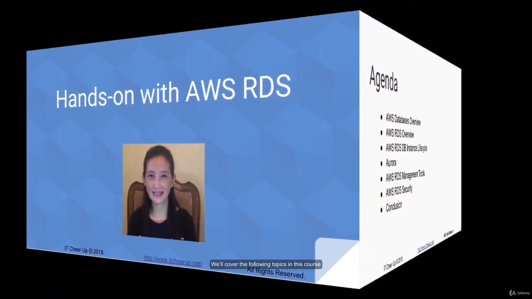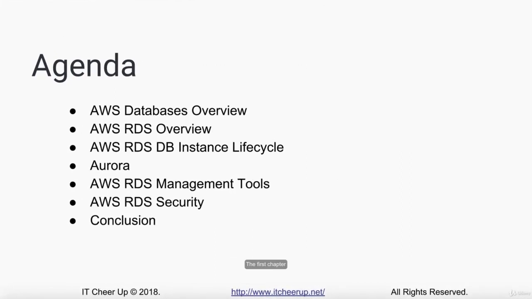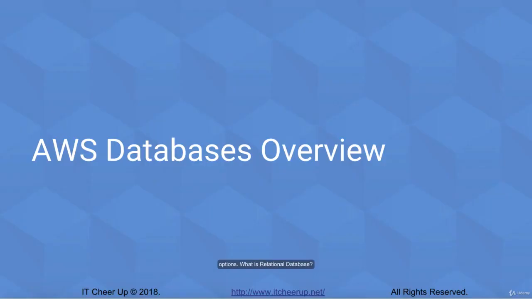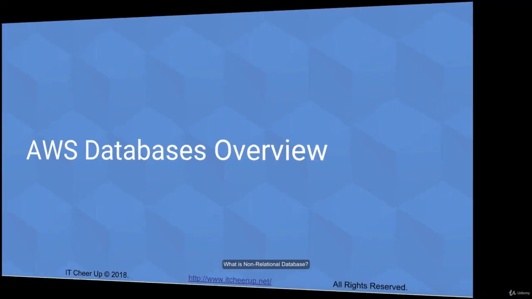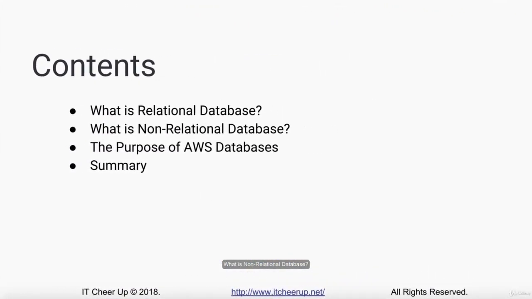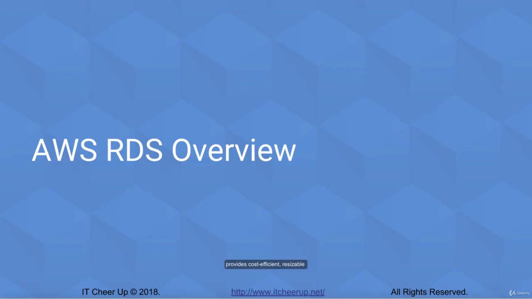We will cover the following topics in this course. The first chapter, we will overview AWS databases options. What is a relational database? What is a non-relational database? What is the purpose of each AWS database option? AWS RDS provides cost-efficient, resizable capacity for an industry-standard relational database and manages common database administration tasks.